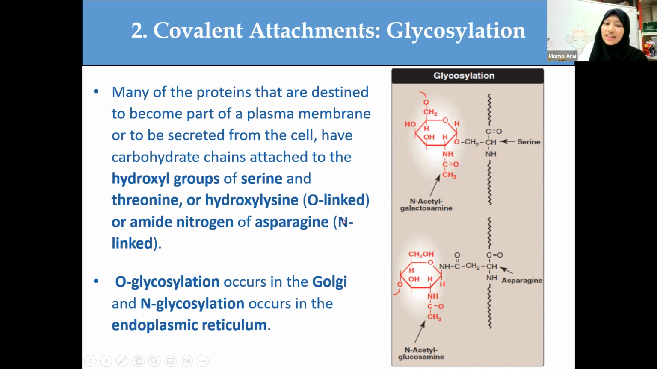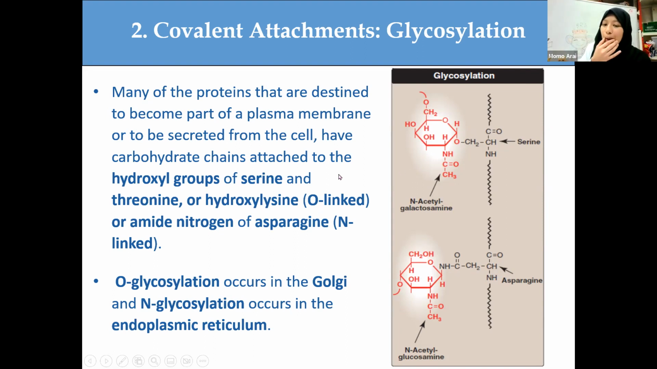Now there are two types of glycosylation: O-linked and N-linked. It's all based on where the carbohydrate attaches. O-linked is when the carbohydrate group is attached to the OH group of an amino acid, whereas N-linked is when it attaches to the amide nitrogen, or N, of an amino acid, and that's why it's N-linked. This carbohydrate can either be N-acetylgalactosamine or N-acetylglucosamine, but what matters is that this one attaches to N, so we call it N-linked, and this one attaches to O, so we call it O-linked.